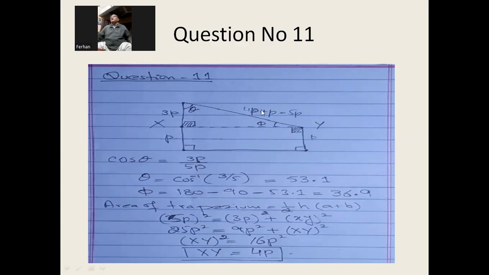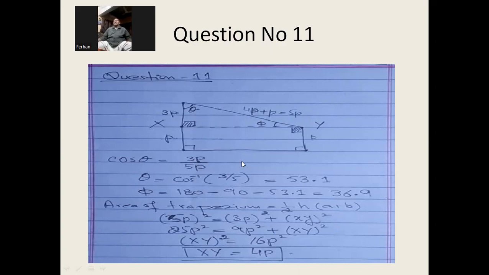Here the two radii are touching each other, so this will be 4P plus P, and that will be 5P. So this dimension is 5P. This dimension is 3P. I have drawn this line myself. Let me call this angle theta, this angle phi, this is 90.